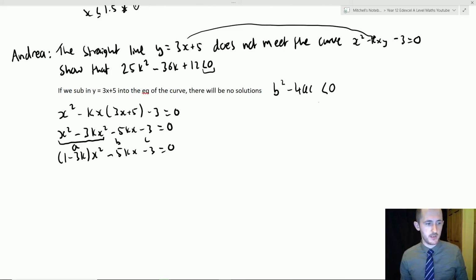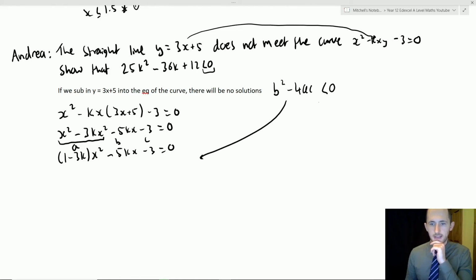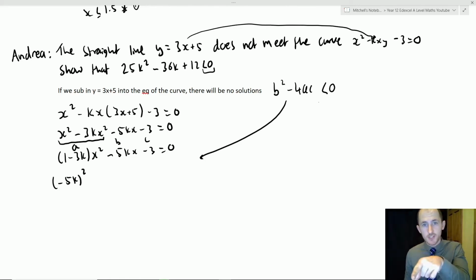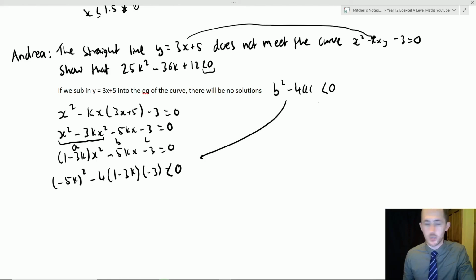So far so good. Again, stop me the second you don't understand. And well done to Andrea for actually stopping me when she doesn't understand. That's perfect. Keep doing that. Okay, so if I sub that into b squared minus 4ac now, I get minus 5k, remember, it includes the k, it's everything in front of x, squared, minus 4 times a, which is 1 minus 3k, times c, which is minus 3. I don't know why I found that so difficult. It has to be less than 0 because no solutions.